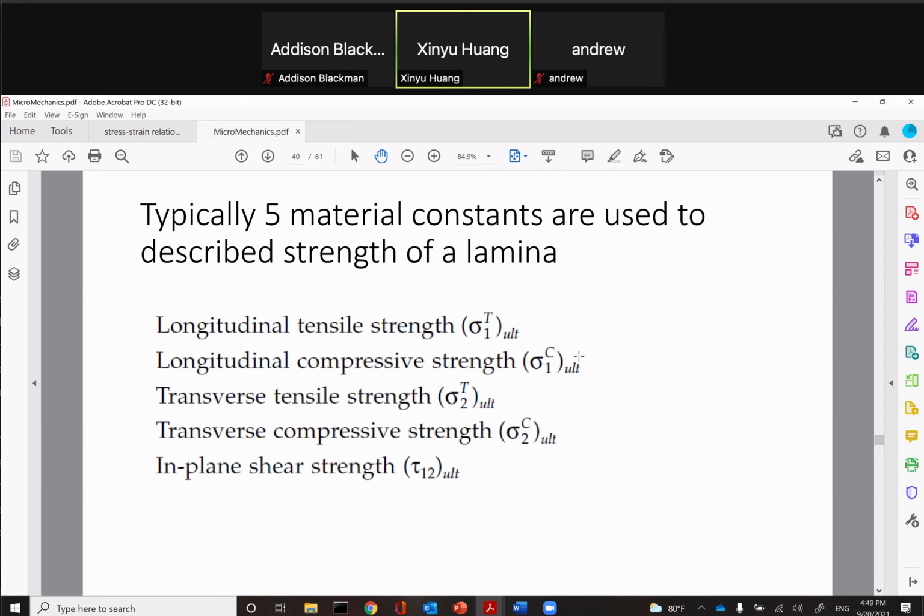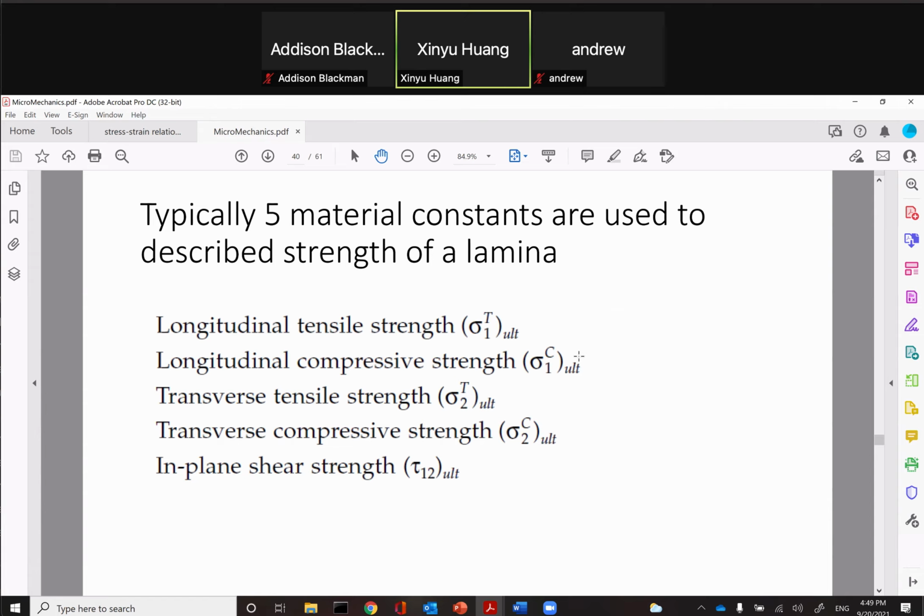You may ask why there's no yield stress. Why don't people talk about yield? Because the fiber reinforced composite fails brittly. There's no yield. You pull in the fiber direction, they fail like glass. Boom, straight down and fail. So you're not talking about yield.